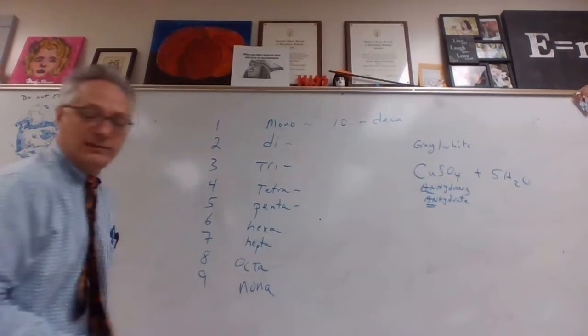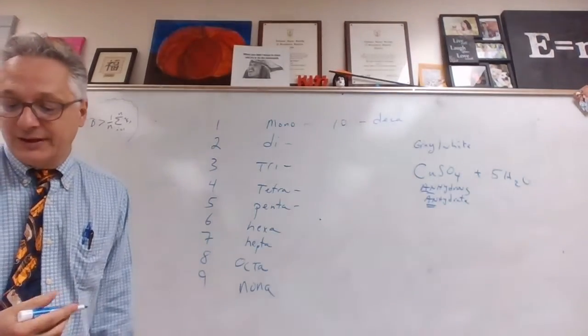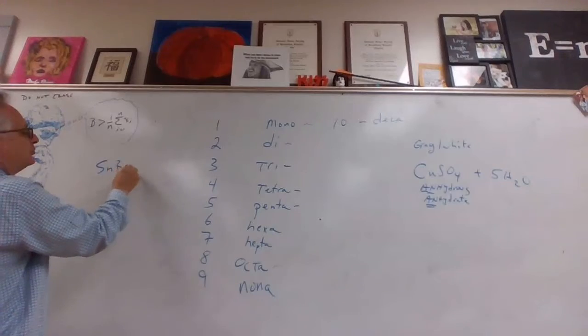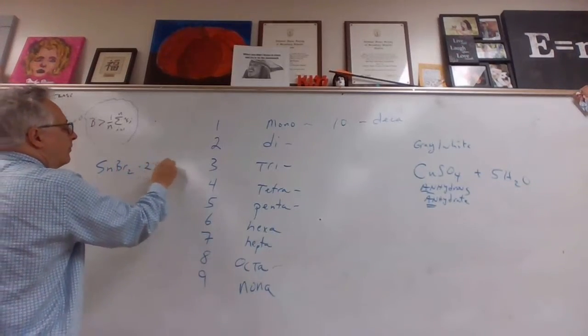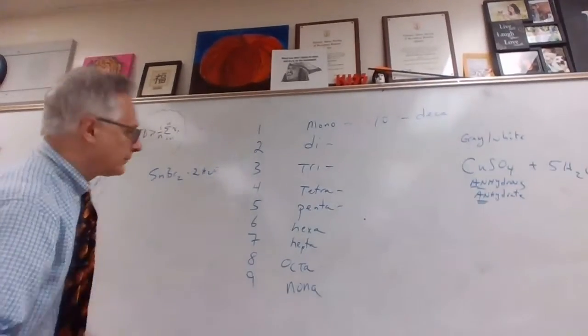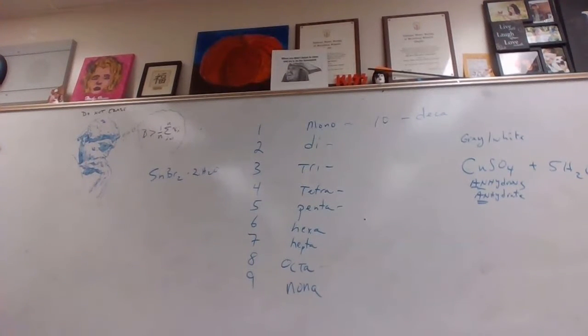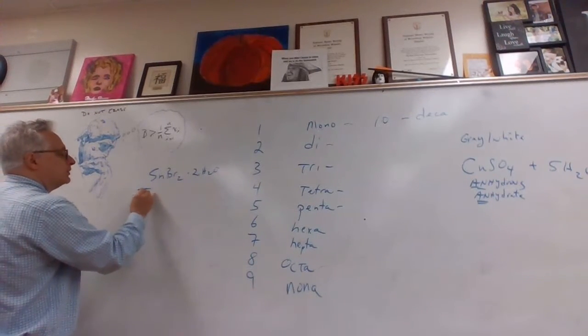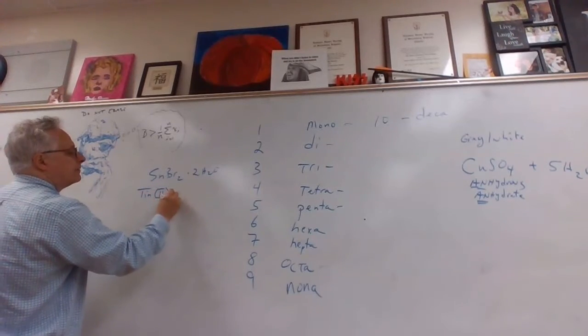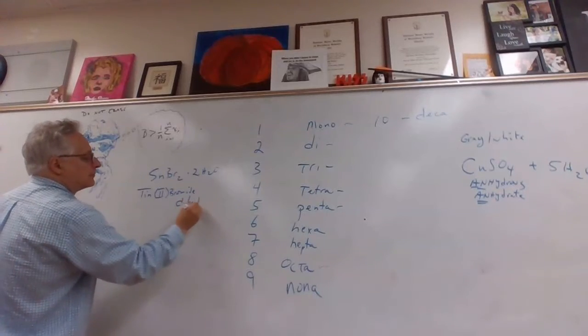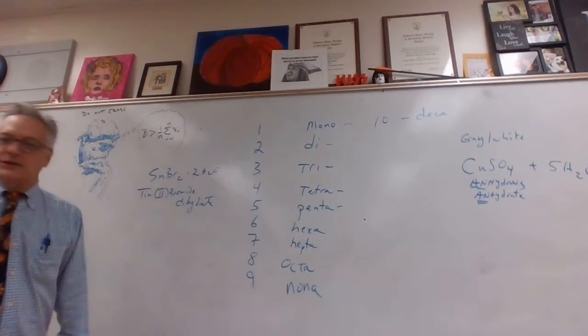So if we saw some compound like, oh, let me see here. Let's just say we have SnBr2·2H2O. Well, what are we going to call this? What's Sn? Remember? It's one of those weird ones whose name doesn't match the symbol. It's tin. Yep. So tin(II) bromide dihydrate. And that's all there is to it.